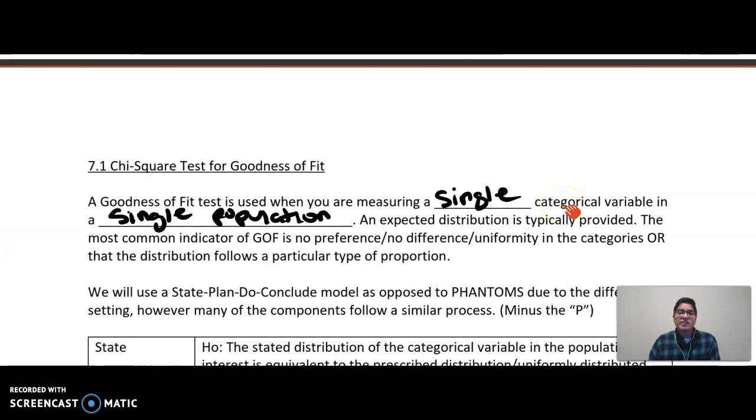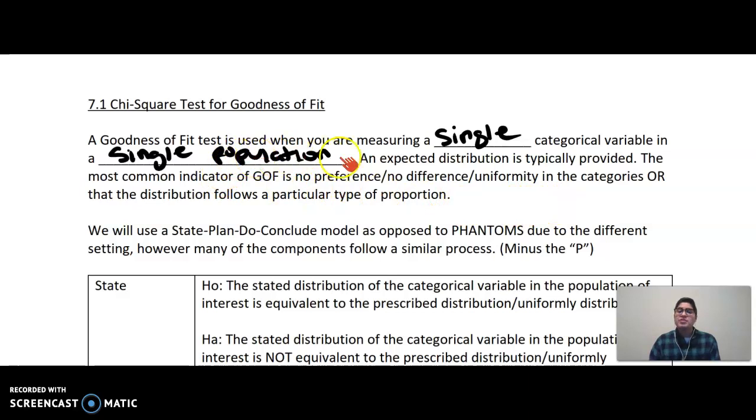Now, a chi-square goodness of fit test has the following properties. It's used when you're measuring a single categorical variable in a single population. Typically, an expected distribution is provided, and the most common indicator of goodness of fit, or GoF, is that there's no preference, no difference, or uniformity within the categories, or that the distribution follows a particular type of proportion. So for example, this could be M&Ms, this could be the diversity in math majors at a large university, etc. But there's essentially a claim, and we are just counting what we've actually seen based off of empirical evidence.